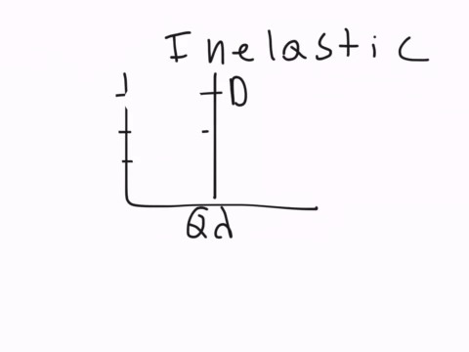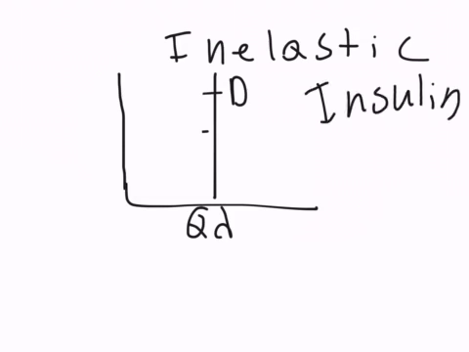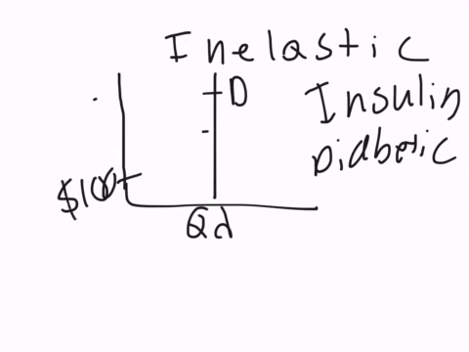So this is an example of something that could be inelastic. Would be, let's say, insulin for a diabetic. No matter what the price is, whether Humalog insulin costs $100 a vial or $700 a vial, no matter what, this person's going to have to buy it because it doesn't matter what the price is, it's a necessity to live.